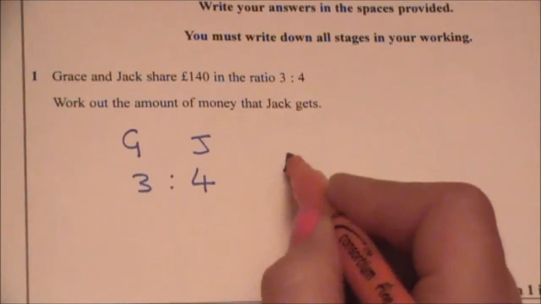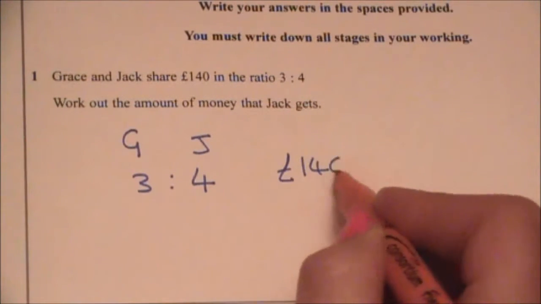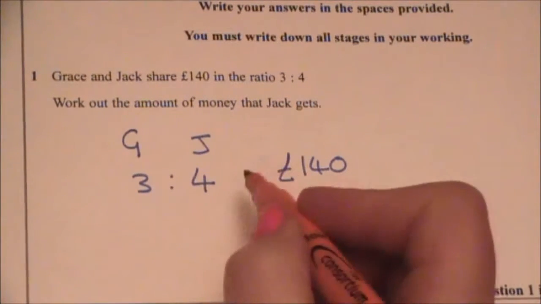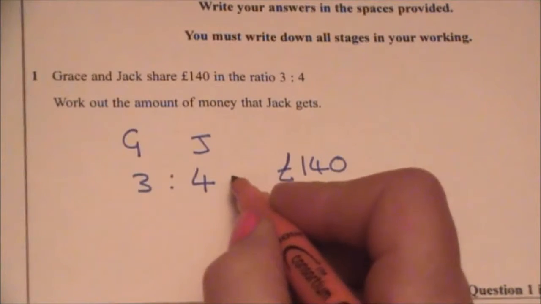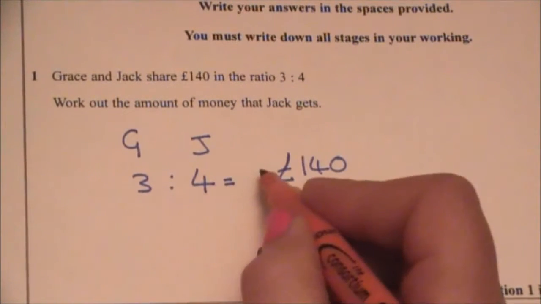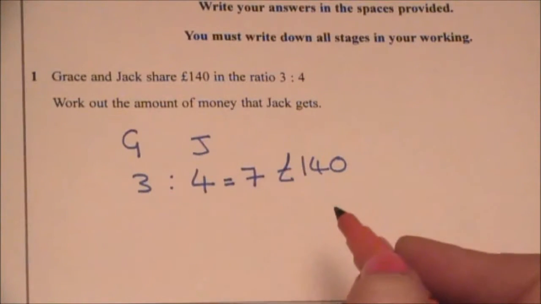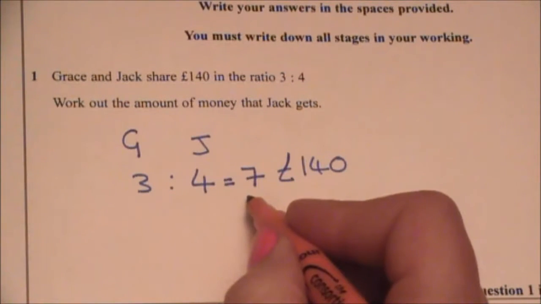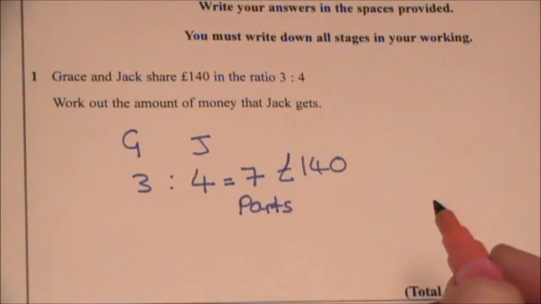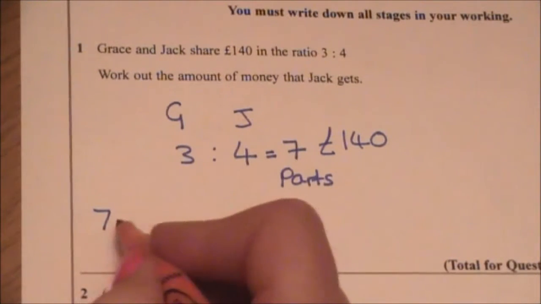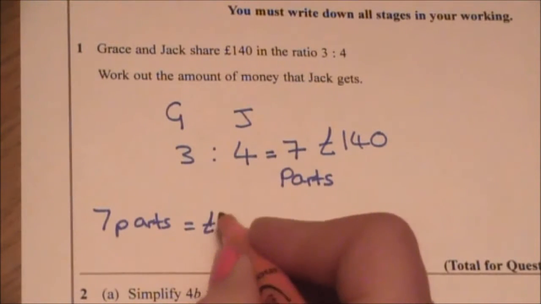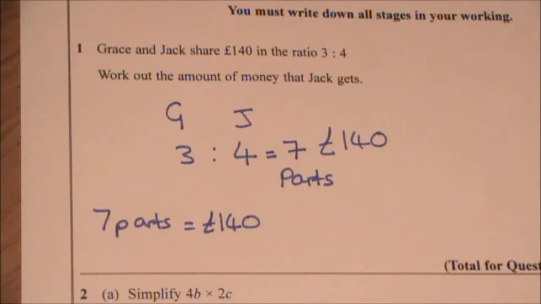And they're going to share £140. Now, in order to work out shares of ratio, first thing I need to do is add my ratio parts together. In this case, 3 plus 4 will give me 7. And that tells me that I've got 7 parts in total. Now, my 7 parts are equal to that £140.